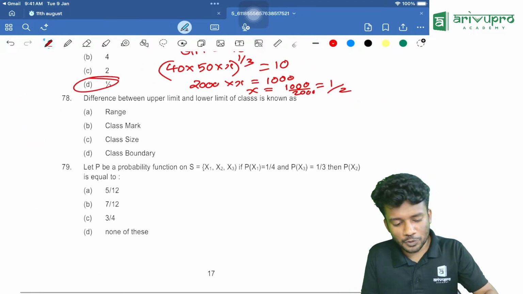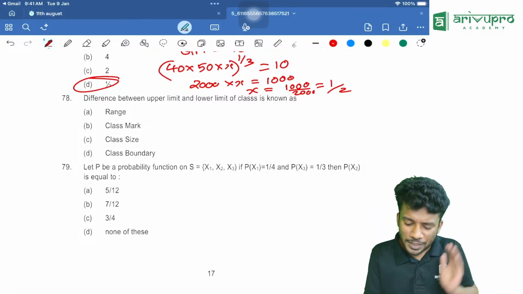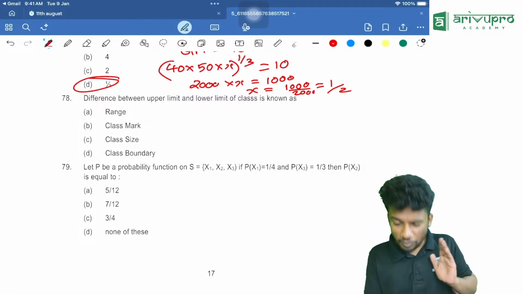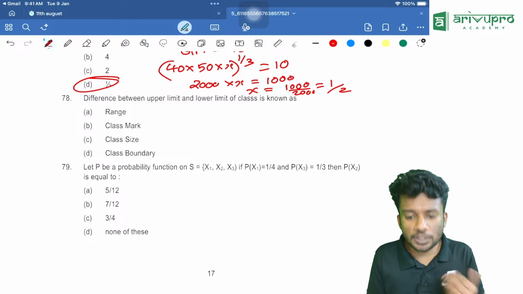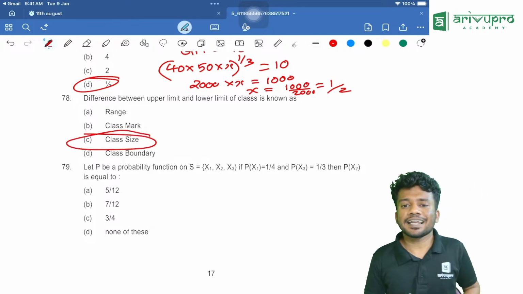Now another easy question, 78th question. The difference between the upper limit and lower limit of a class is known as what? It is called the class size.